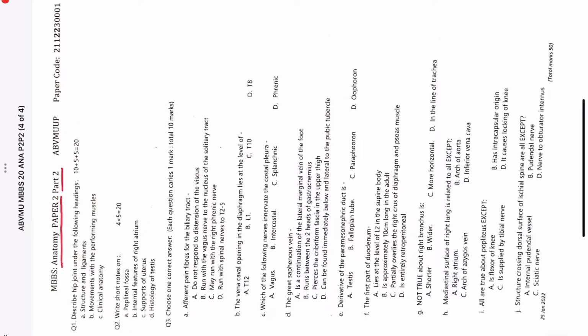Talking about question number 1, that is, describe hip joint under the following headings. Structure and ligaments. You have to enumerate all the ligaments. Then movements with the performing muscles. Of course, all the movements there at the hip joint, because it's a ball and socket variety of joint. All the movements permissible: flexion, extension, adduction, abduction, medial rotation, lateral rotation. You have to mention all the muscles performing these actions.